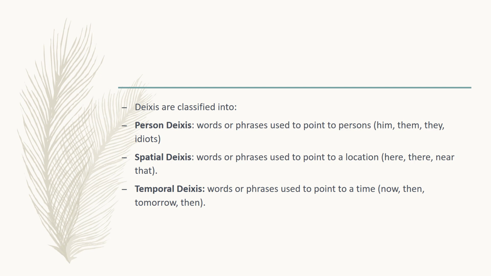Temporal deixis, words or phrases used to point at time. For example, here she comes now, or here she is coming now, or then she went home. Tomorrow I'll see her. So you see, in many sentences we can find more than one deixis, with more than one meaning. By them all we refer to persons, things, place and time, etc.